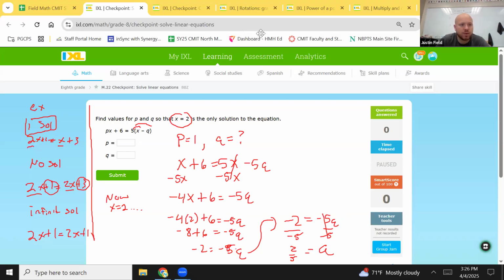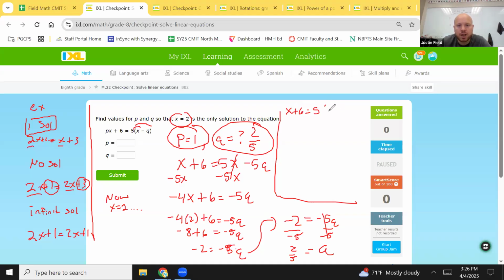So let's see if that works. Well, then we could even check it, right? So now I'm saying 2/5, right? So p equal to 1 and q equal to 2/5. It should make x equal to 2. So that would mean x plus 6 equals 5x minus 2/5. And we should get x equal to 2. So let's just solve that to check. So I'm going to distribute 5x. 5 times 2/5 is 2 because the denominators would cancel.